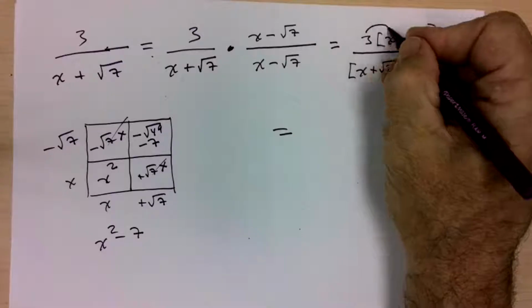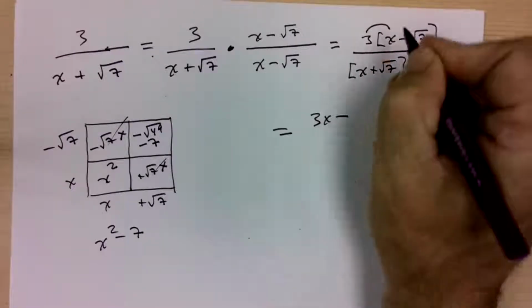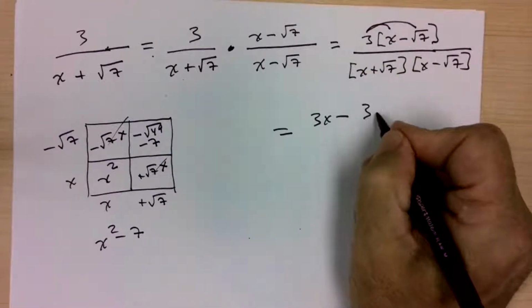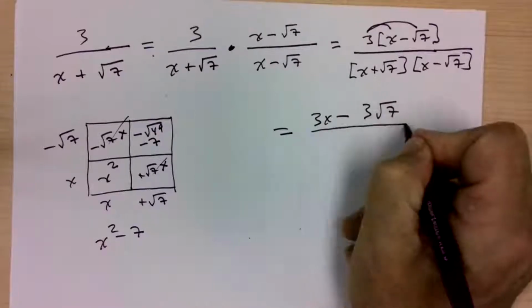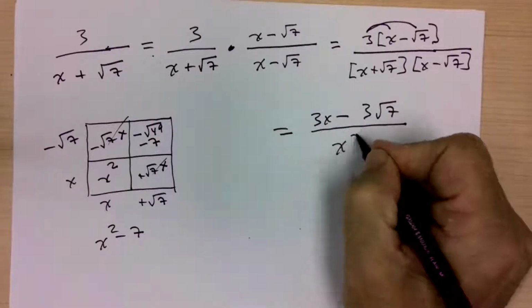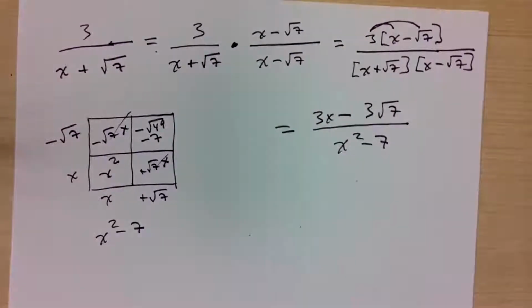So what's on the top? 3x minus 3 root 7, all over what? All over x squared minus 7. So let's take a look at another one in that same sort of vein.